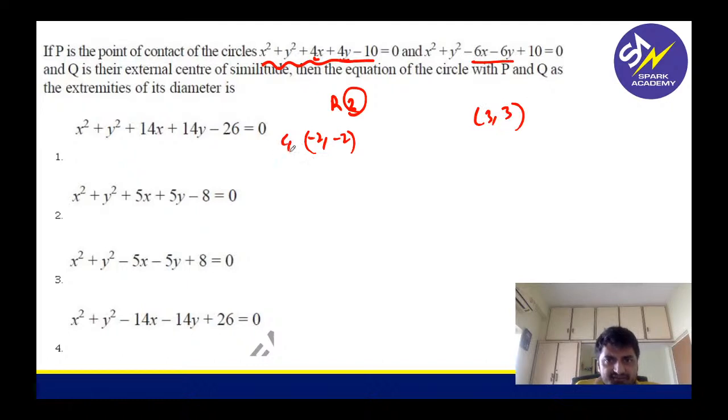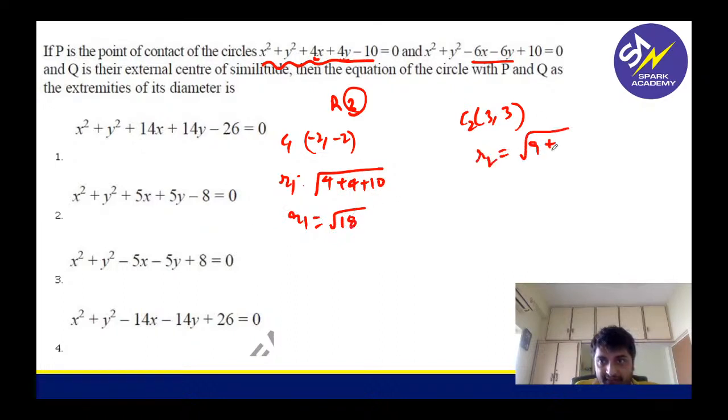And R1, C1, C2. R1 will be what? Under root of 4 plus 10. So R1 root 18 I am getting. R2 is what? Under root of 9 plus 9 minus 10. 18 minus 10, this I can write as root 8. So this is basically 3 root 2, and this is basically 2 root 2, right? Now how do you draw these circles, guys?